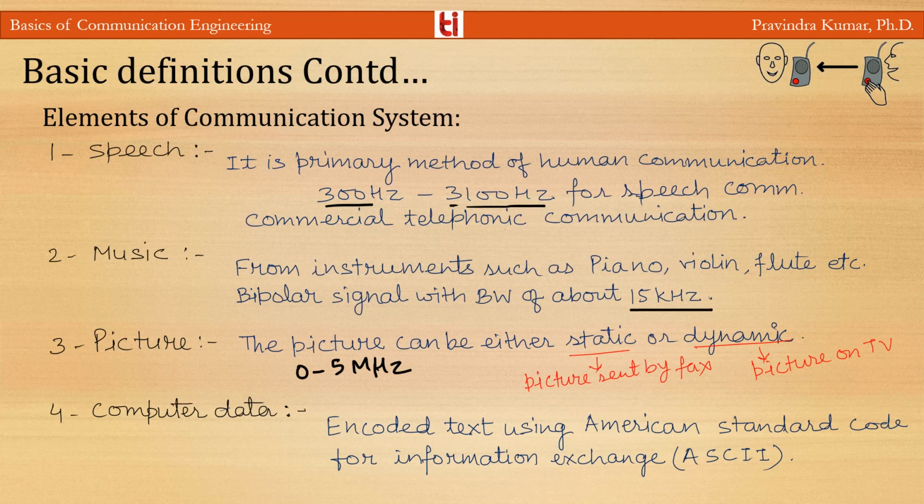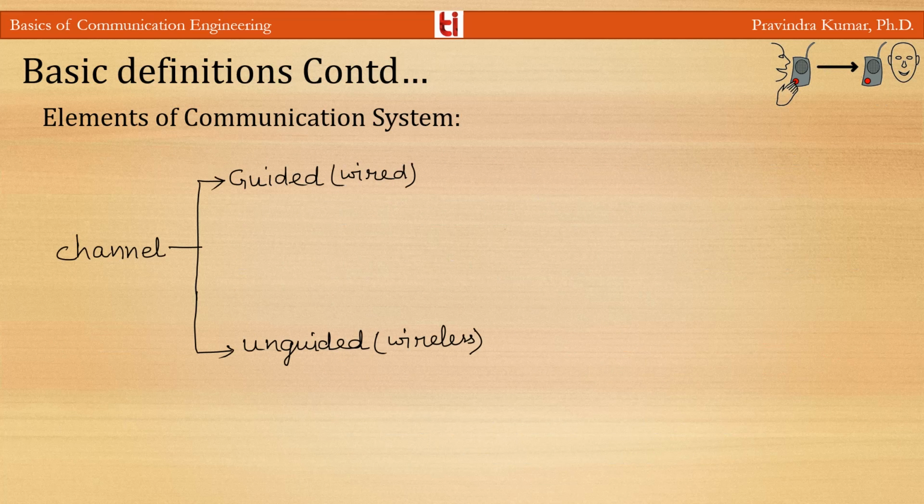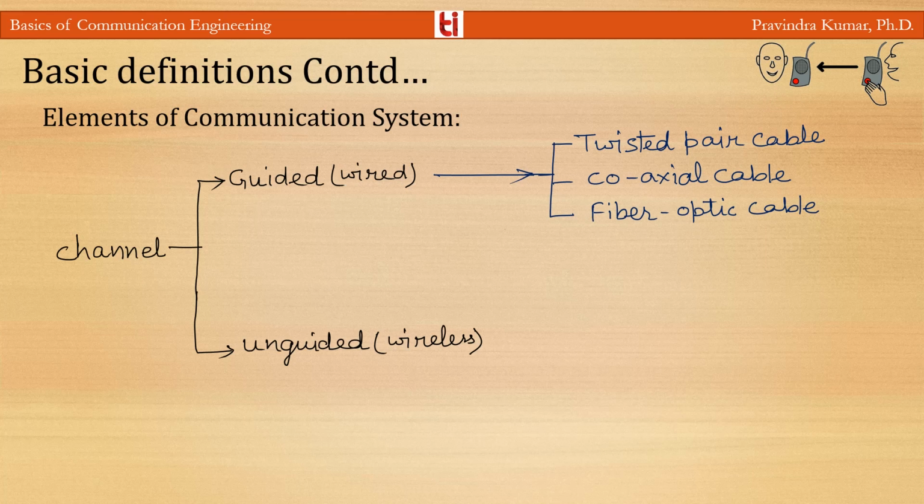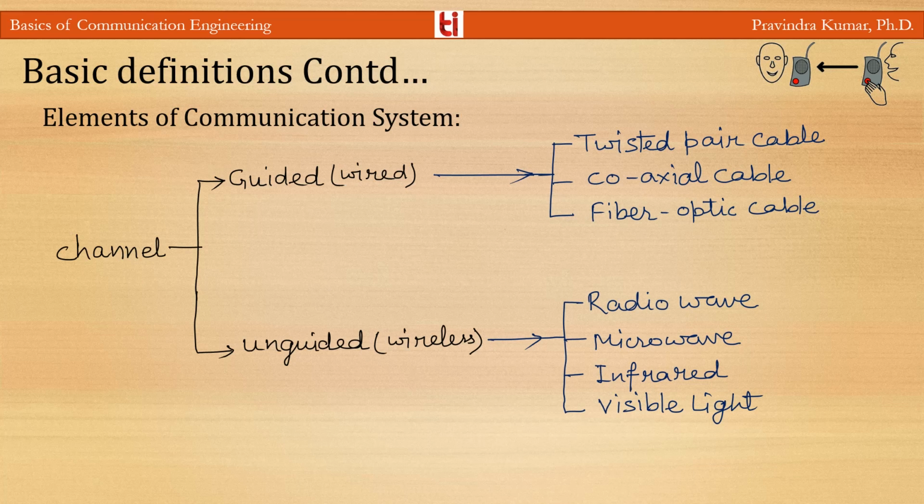The channels here can be of two types. Guided means wired channel, unguided means wireless channel. A guided, wired channel can be a twisted pair of cable, coaxial cable, or optical fiber, and wireless can be radio wave, microwave, infrared, and visible light communication.